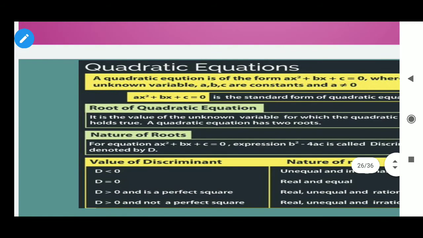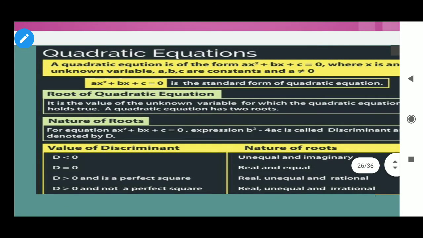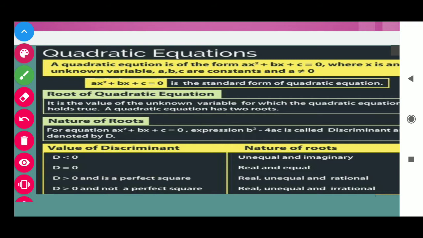This is lecture 7. So, students, here we have some basic definitions regarding quadratic equations and roots that we have already done. A quadratic equation is of the form ax squared plus bx plus c is equal to 0, where x is an unknown variable, a, b, c are constants and a is not equal to 0. Ax squared plus bx plus c equals 0 is the standard form of the quadratic equation.